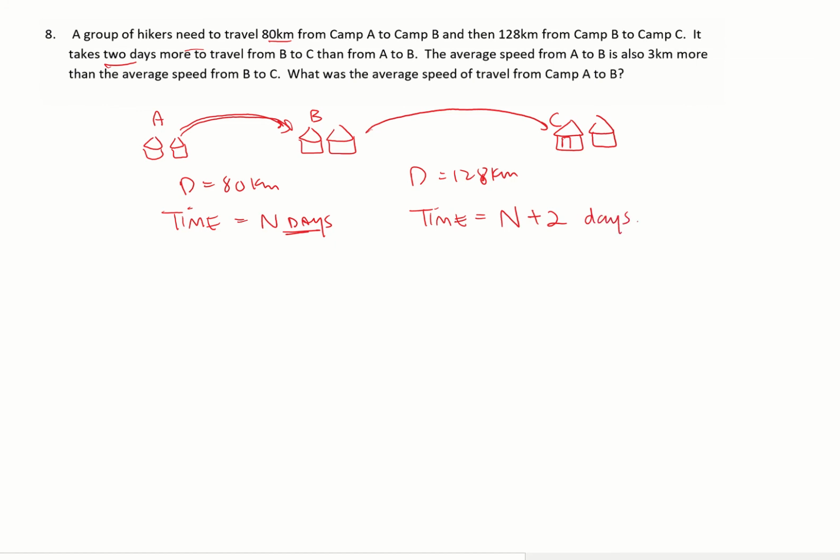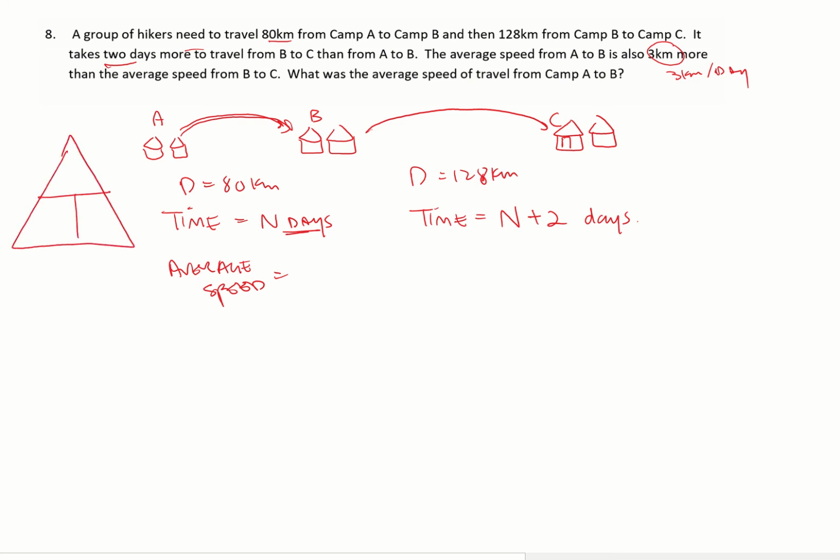All right, and then it goes, so this is the part where I think I gotta fix. It goes average speed from A to B is 3 kilometers more, and I think it should be 3 kilometers per day more than the average speed from B to C. So I guess the average speed here, whatever it is. Now, since they don't give you an average speed, it just tells you that it's 3 kilometers per day more than the other one. So remember this triangle? So this comes in handy.